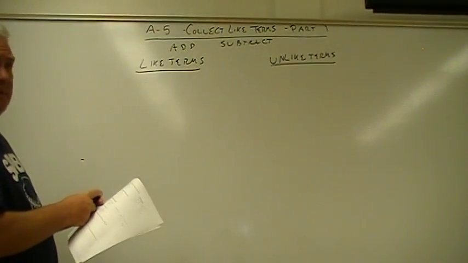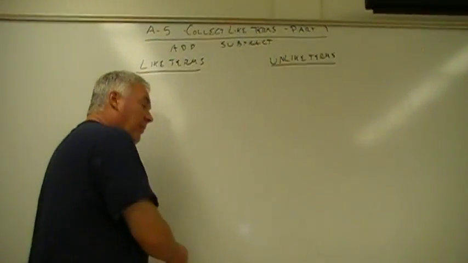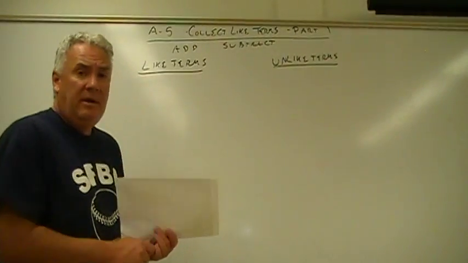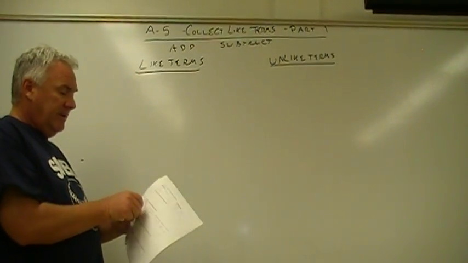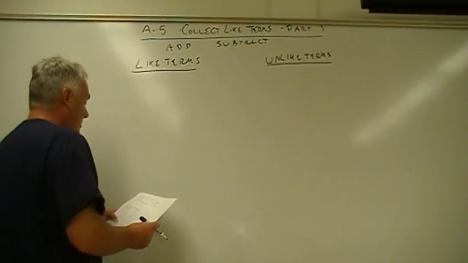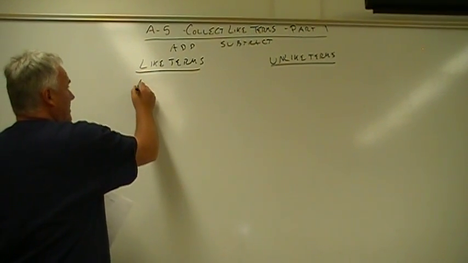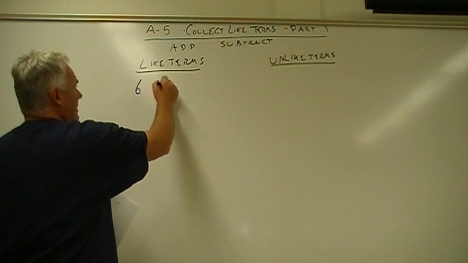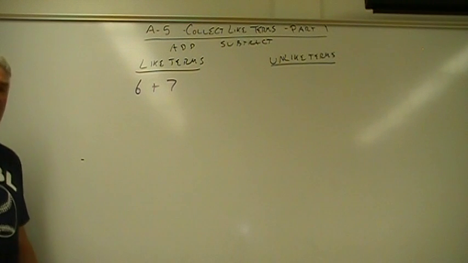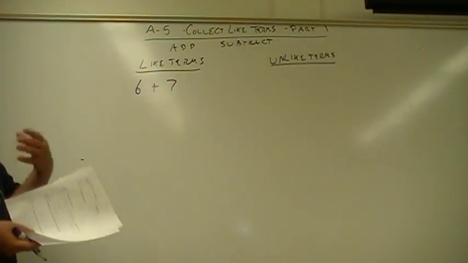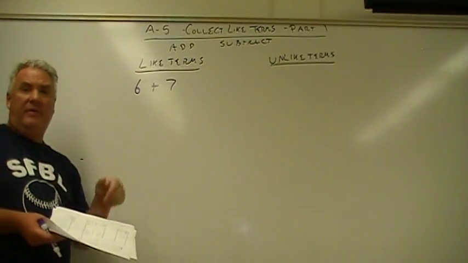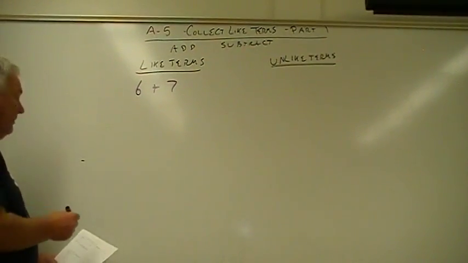I'm going to give you some examples of like terms. I want you to take these down, and we're then going to do some of the adding and subtracting with them. So, like terms: 6 and 7 are like terms. They're numbers. They're whole numbers. They don't have to be whole numbers. They can be integers or whatever. But they're numbers without anything affiliated with them. Those are like terms.